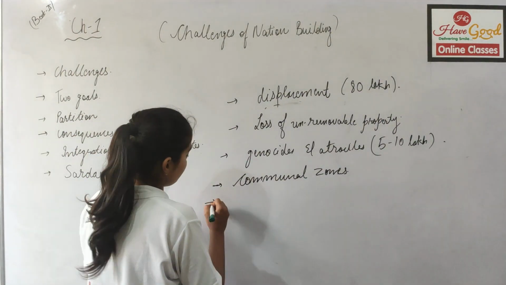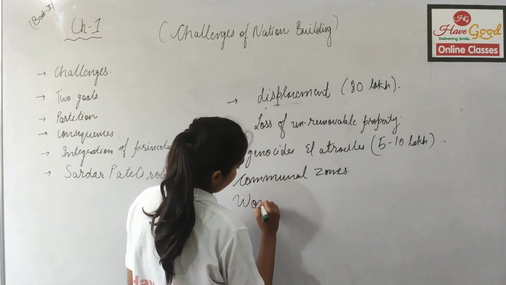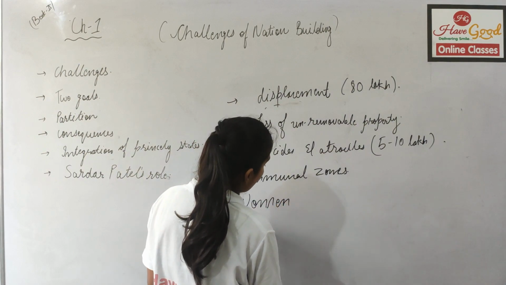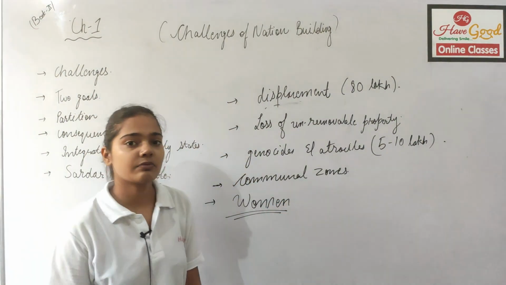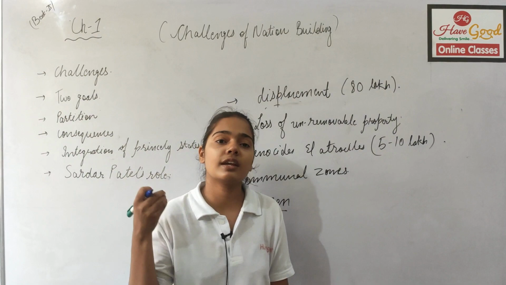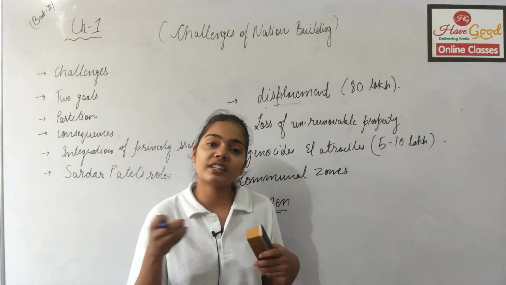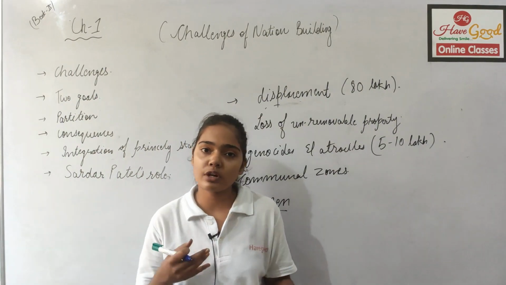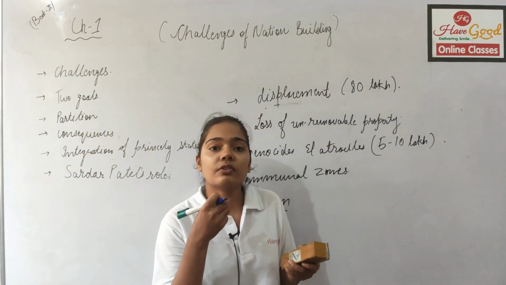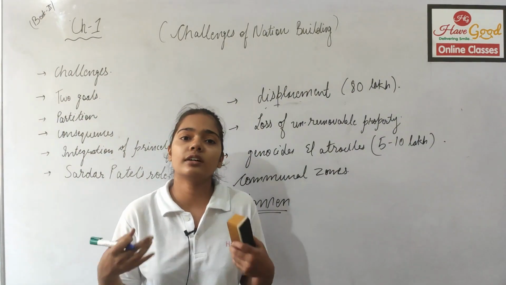Okay, the next is women. Women were the most sufferers of the partition. They were raped, they were looted, they were kidnapped badly. Okay, they were killed badly. Some of them were forced to commit suicide and some of them were forced to marry unknown persons.